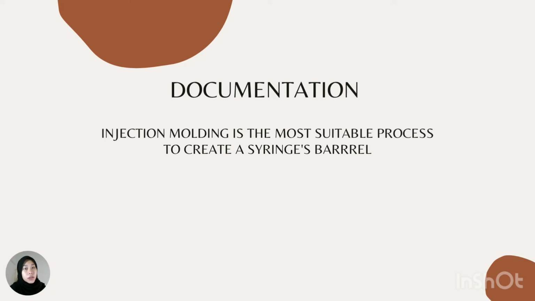Lastly, at the documentation stage, we choose injection molding as the most suitable process to create a syringe barrel. This is because injection molding fulfills all the translation requirements, because it can produce a cylindrical shape and is lightweight, at 250 grams. And the relative cost for injection molding is just from 64 ringgit until 191 ringgit.